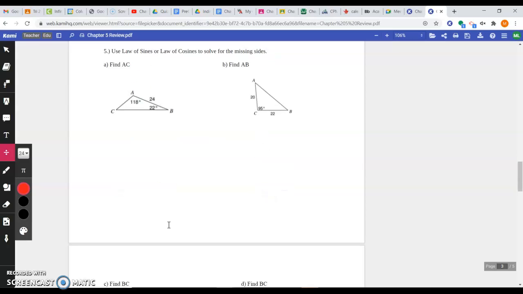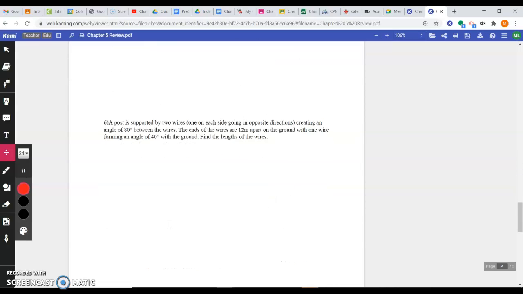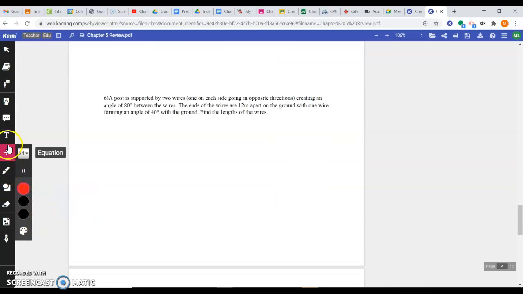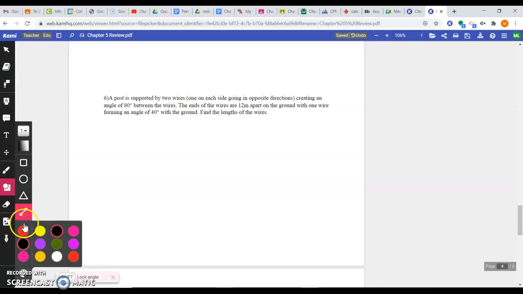Okay, moving on to 6. 6 is a word problem that our best bet is to draw out. We see that we have a post supported by 2 wires, one on each side and going in opposite directions. The 2 wires create an 80-degree angle, and when the wires are connected to the ground, they are 12 meters apart. And additionally, one of the wires forms a 40-degree angle with the ground.